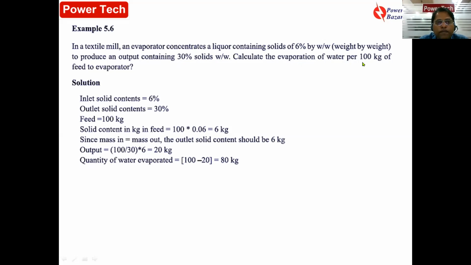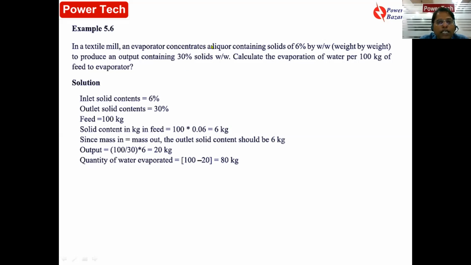What is given? The input feed is given, that is 100 kg. So basis is input 100 kg. What is the input solid content? 6%. Output solid content 30%. Feed is 100 kg. So how much solid is there in the input feed? 100 into 6%, so 6 kg. Now this 6 kg will remain the same. Mass in is equal to mass out. So solid in is equal to solid out. So output solid will be 6 kg.